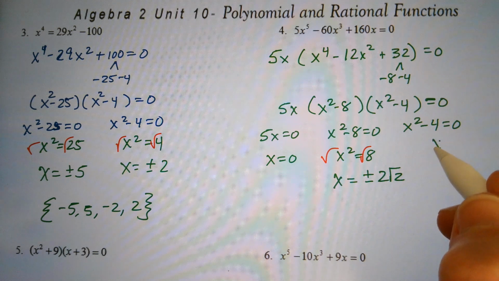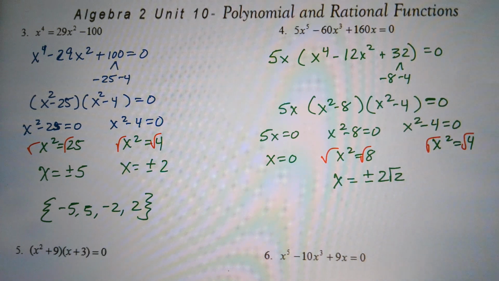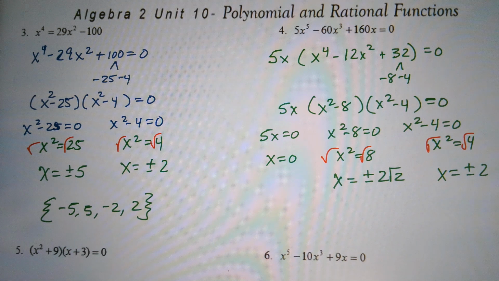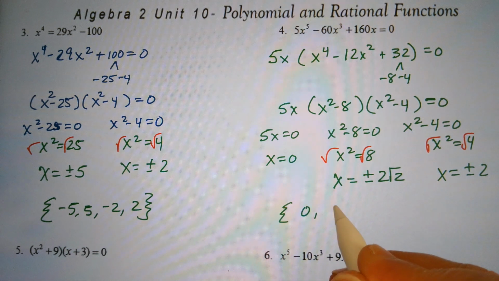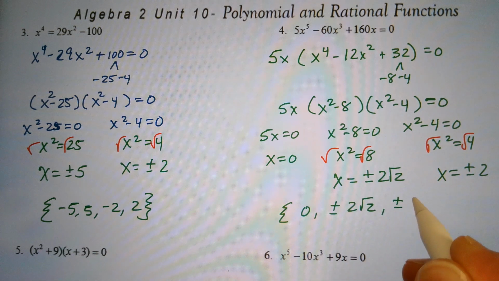Adding 4 to both sides, and square rooting. X equals plus or minus 2. Same here, this was degree 5. The highest exponent was 5, and we do have 5 real solutions: 0, plus or minus 2 square root of 2, and plus or minus 2.